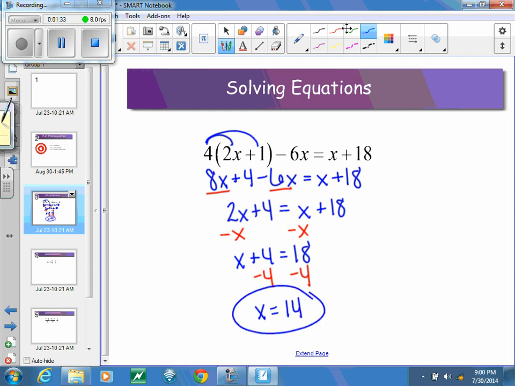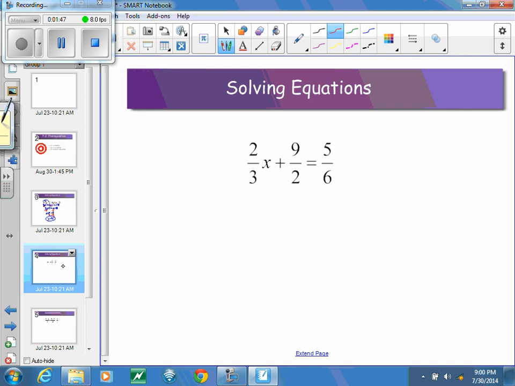Now remember that you can always, especially if you're taking a test, take this answer 14, plug it back in for x up above, and make sure that it works out. So here you've got a multi-step equation that I'm sure all of us are very comfortable solving. Now the next couple that we're going to be getting into have some fractions involved. And what I want to review with you is how to get rid of those fractions, because yeah, you could take this and subtract 9/2 and divide by 2/3, but with some of the problems that we're going to be getting to later, it's not that easy. So we really need to get rid of those fractions first.